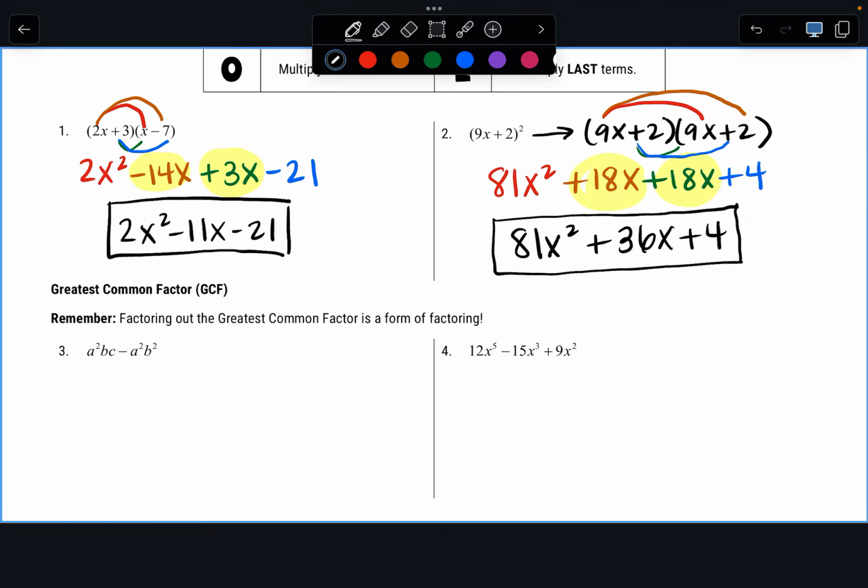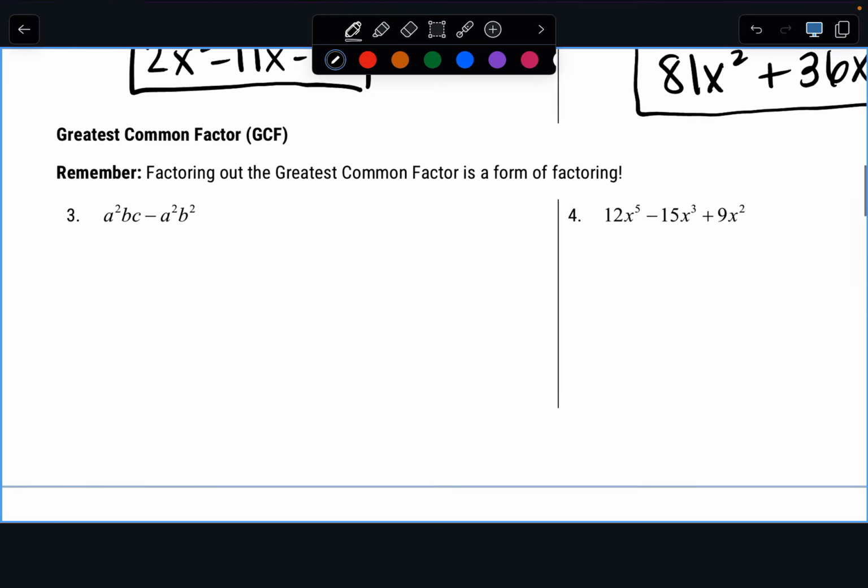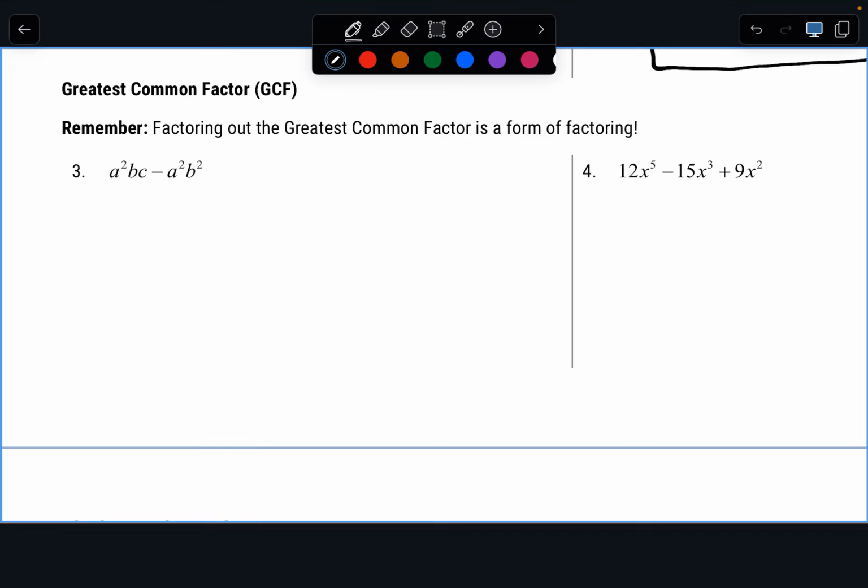So multiplying binomials, perfect. Now, the next thing, first thing you should always check for when you are factoring is, is there a greatest common factor? No matter what, always check first. Sometimes there is one, sometimes there's not, but basically you want to look at these terms and see, do they have anything in common? Because most likely, if you pull out that common factor, it's going to make your factoring go a lot smoother and it's going to be a lot easier.